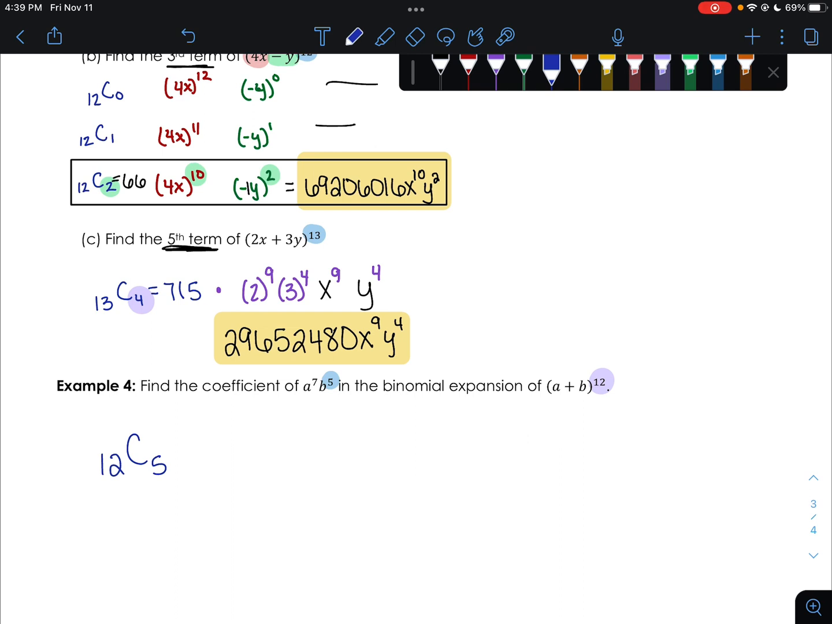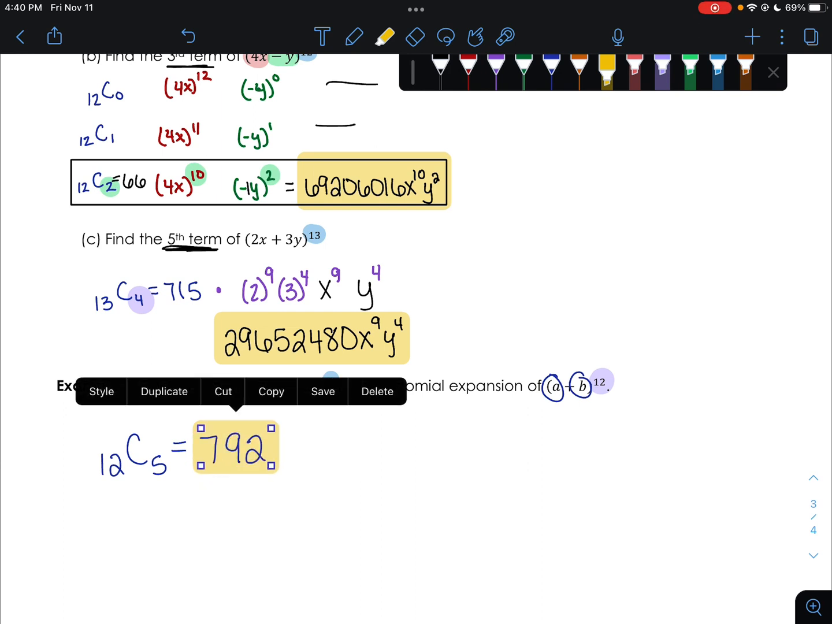And we want the coefficient. Okay, so what we're going to do is do 12 choose 5. Type that in our calculator. We get 792. Because A and B don't have a number in front of it, it's not 2A plus 3B, it's just A and B. That is going to be the answer right there. But if there were additional numbers, like in example C above, then we would have to also multiply it by those numbers and get a really big number.